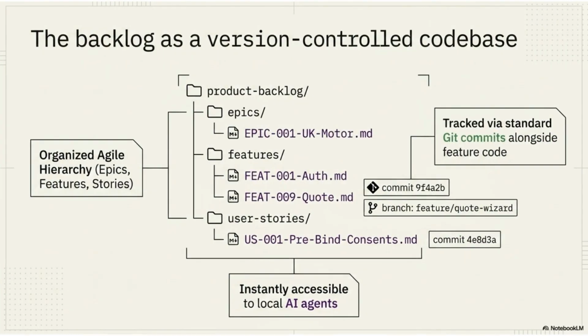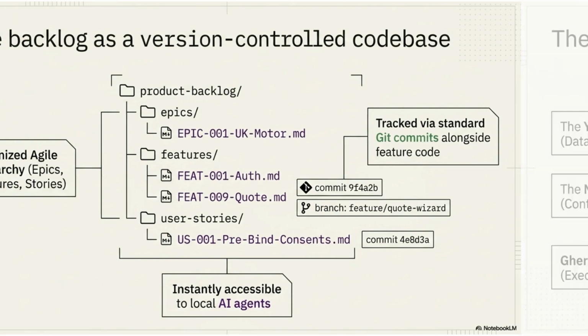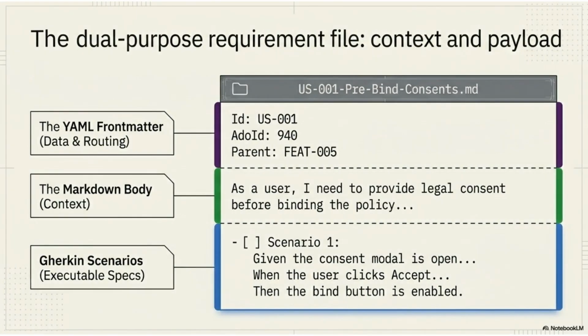In this model, the product backlog is treated as a version-controlled codebase. Epics, features, and user stories are stored as Markdown files, tracked via Git commits, and made instantly accessible to local AI agents. Each requirement file is dual-purpose. It contains YAML front matter for data and routing, Markdown body for context, and Gherkin scenarios to provide clear, executable specifications for the development process.